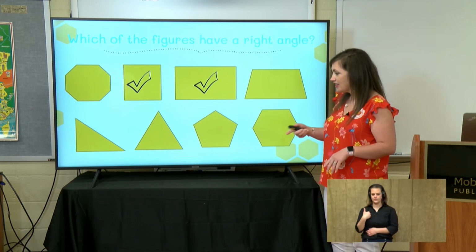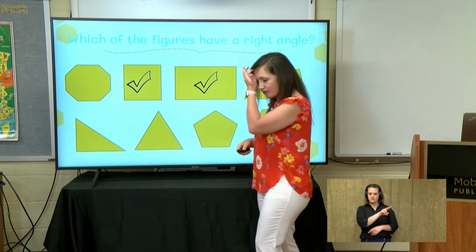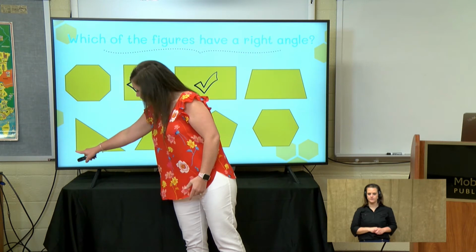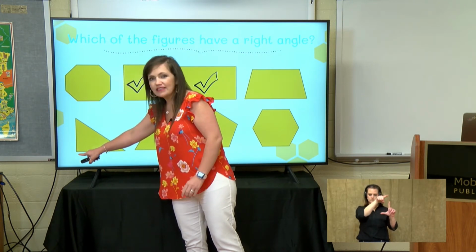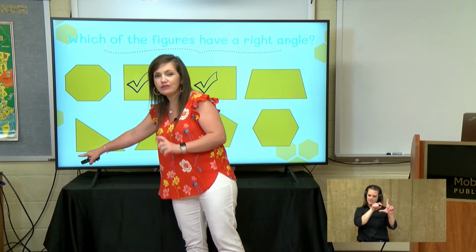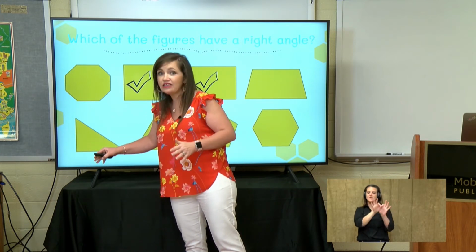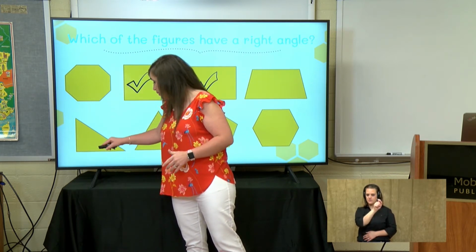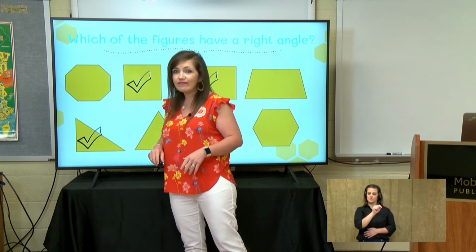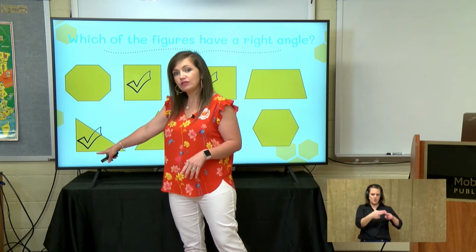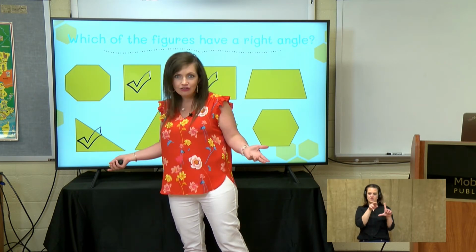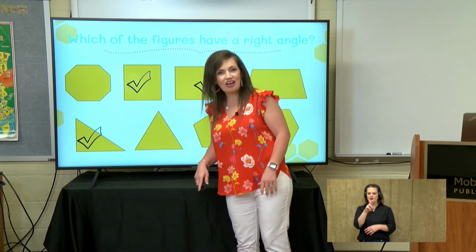All right, let's look at that triangle down here. If we look at this angle right here, we could put a little square inside it. It would make a perfect square. So we know that it measures exactly 90 degrees. So this triangle does have a right angle. Do we remember what we call a triangle with a right angle? A right triangle. Easy enough, huh?